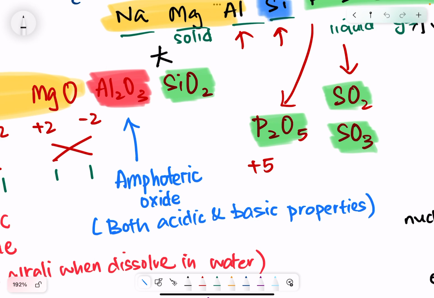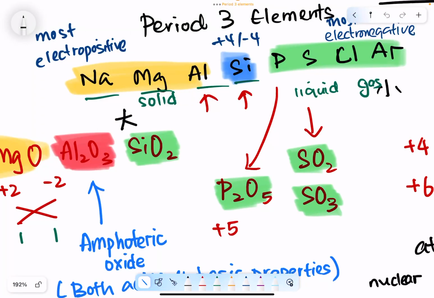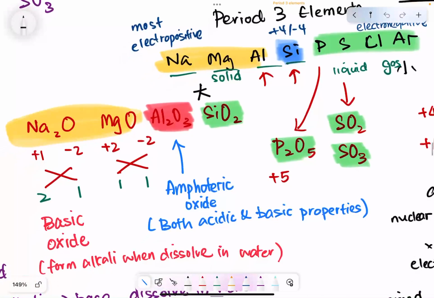Now as for silicon, phosphorus, sulfur, and even chlorine, their oxides are generally acidic, so there's not really much of a complication in there. However, here's something that you might want to remember, which is the formula of their oxide.